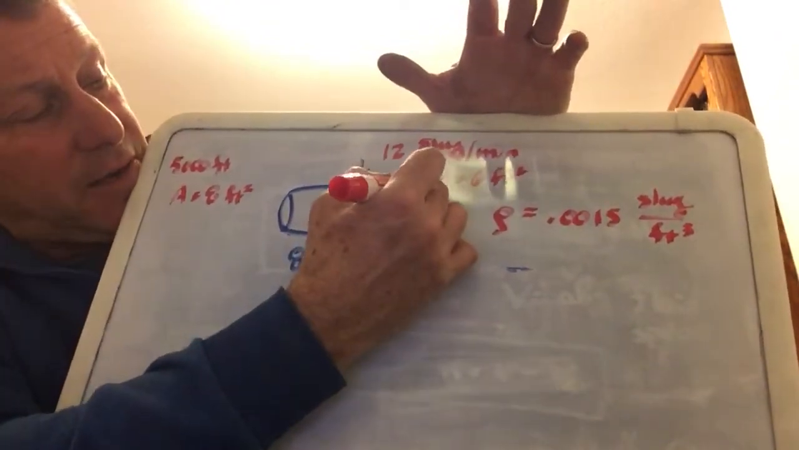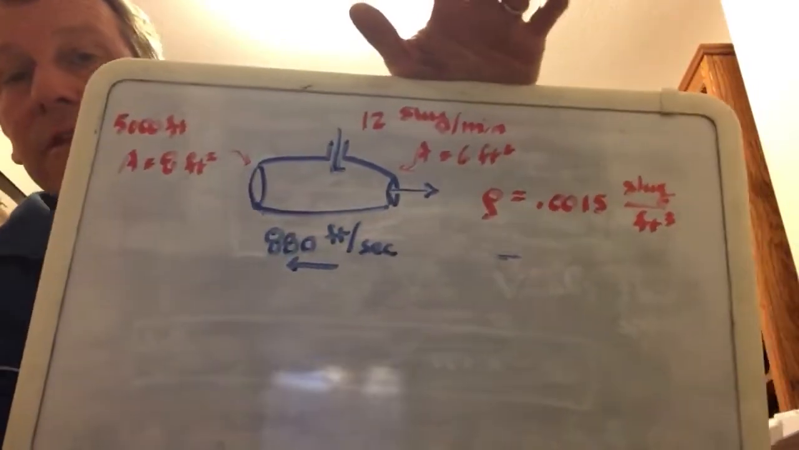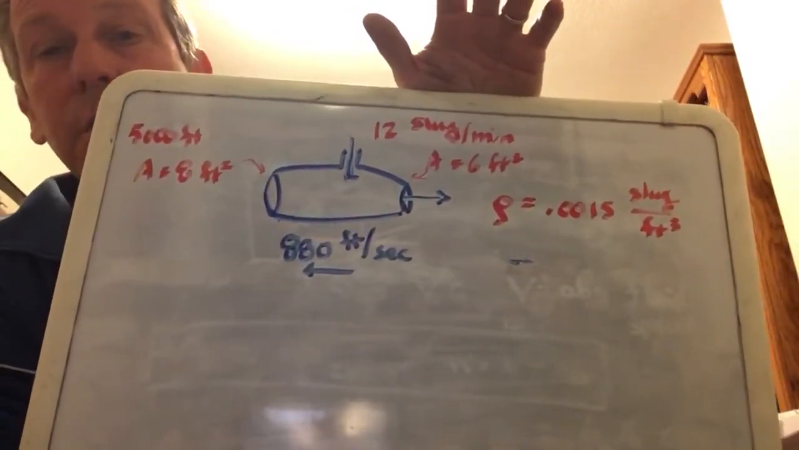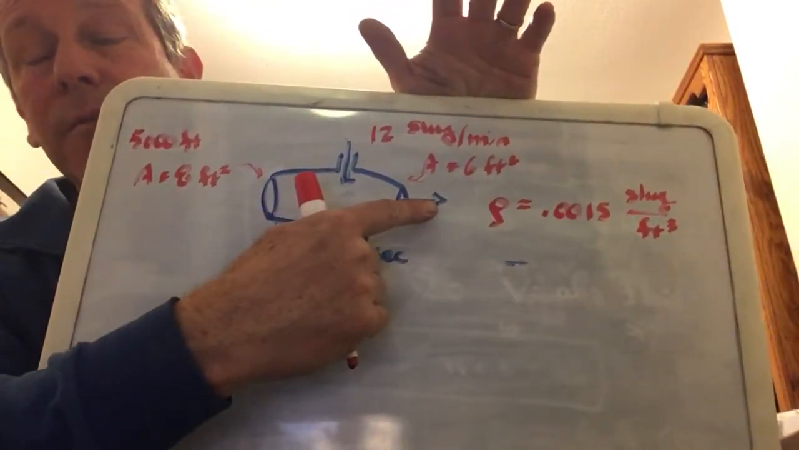So this area is the outlet area. This area is the inlet area. Okay, and that's going to be enough for us to start with our first question. What is the mass flow at the outlet?